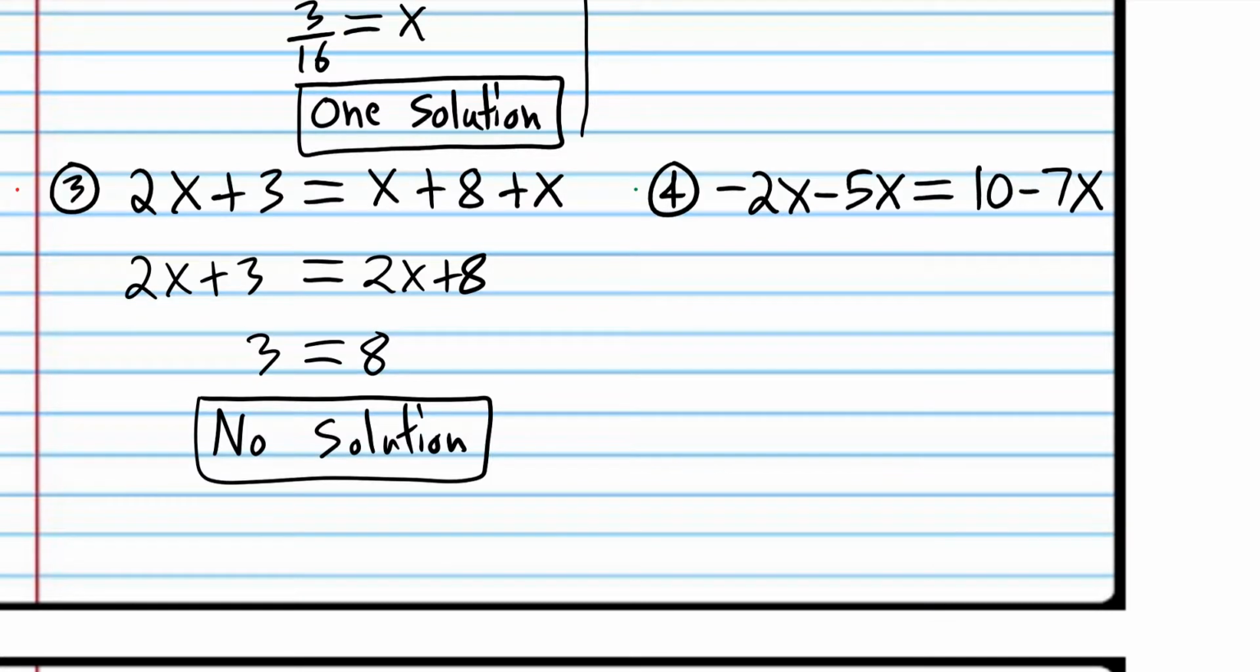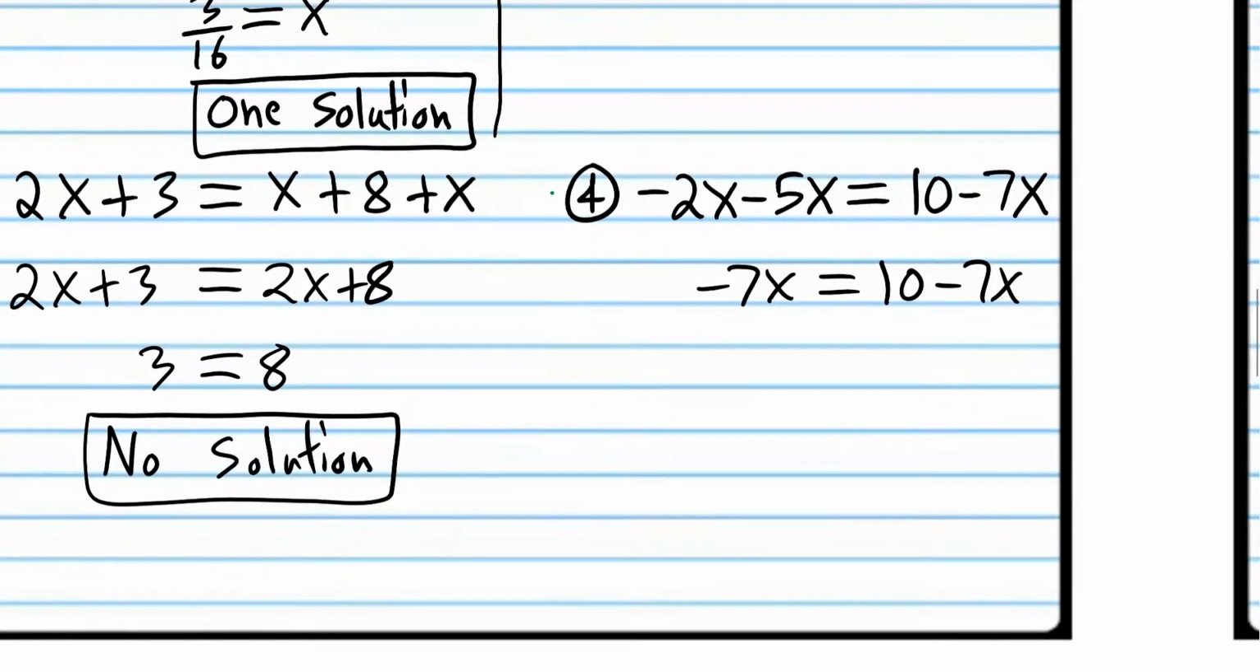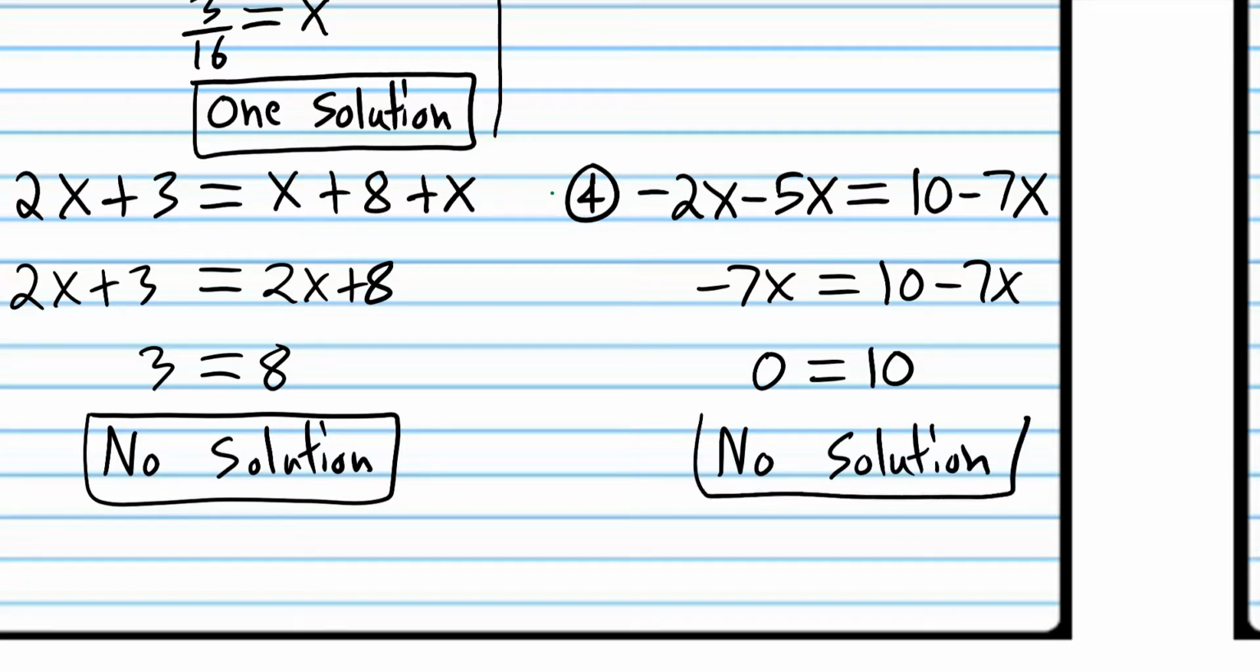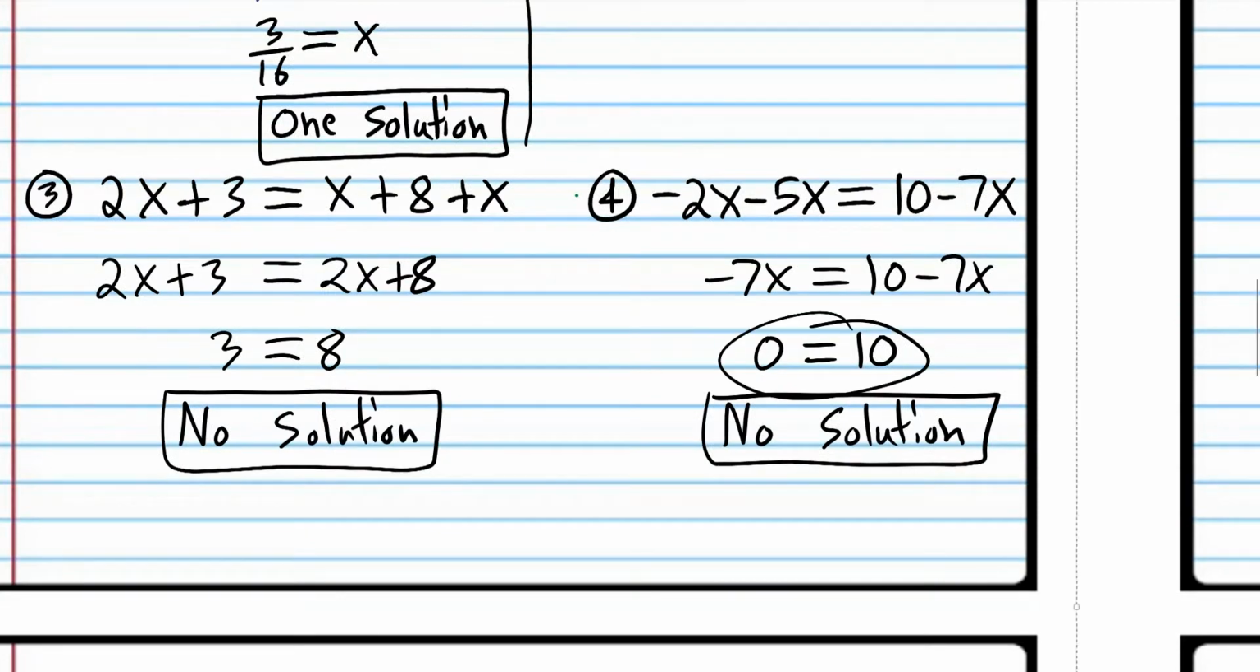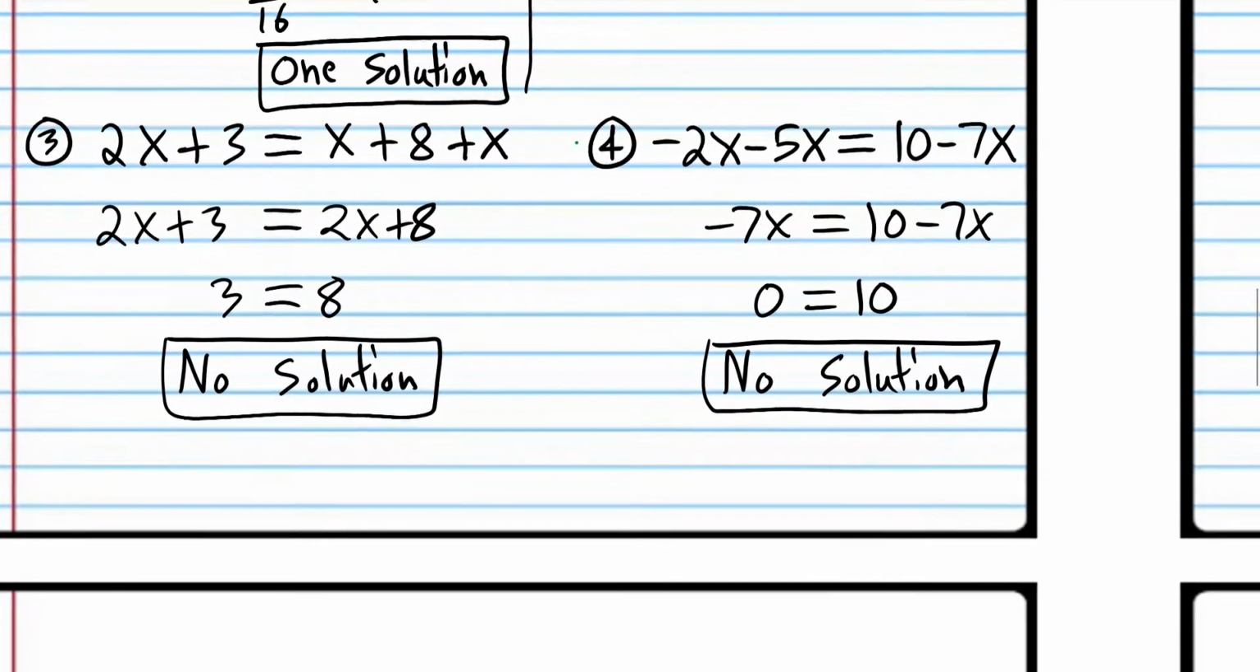All right, we're back. So we get negative 7x is equal to 10 minus 7x. And you can see that, if I try to get this x on the other side, if I add 7x to both sides, then I end up with 0 is equal to 10, and that is not correct. So we have no solution. Again, when the x's cancel out and you're left with an equation that is not true, that means the equation has no solution.